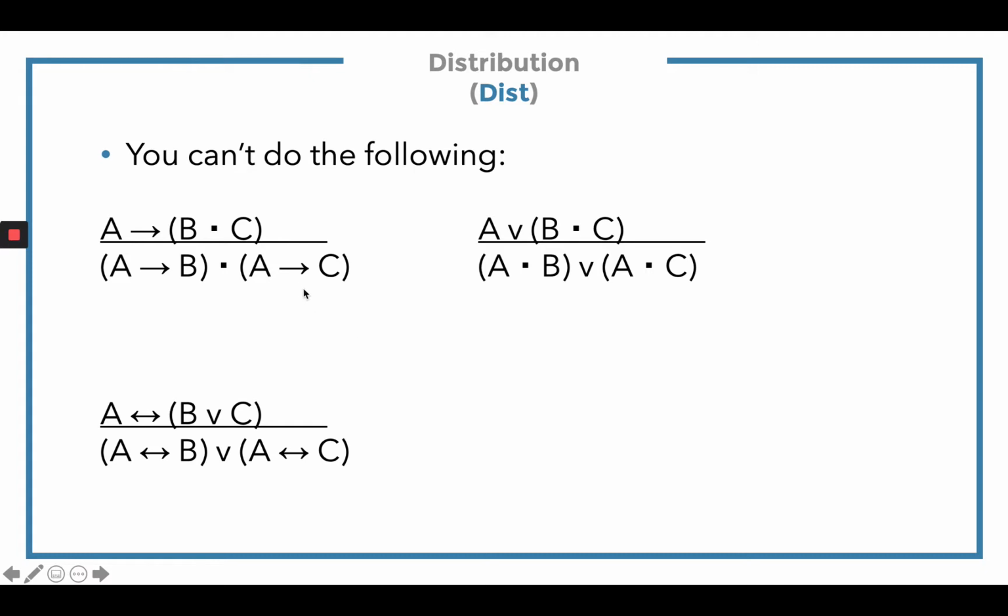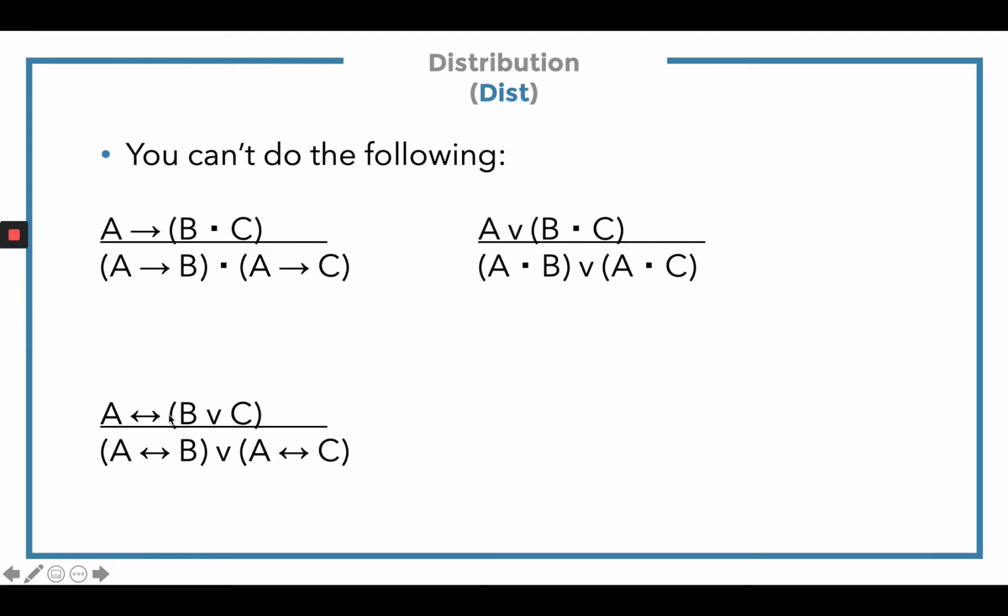Here are some things you can't do. A arrow, parentheses, B and C. The arrow is not going to work with distribution. Over here, this is maybe less obviously problematic, but A or parentheses B and C. The problem here, you'll notice, is that or is the main operator in both of these. So we've distributed wrong. If this down here at the bottom was A or B and A or C, that would be correct. But as we've done it here, it's not correct.